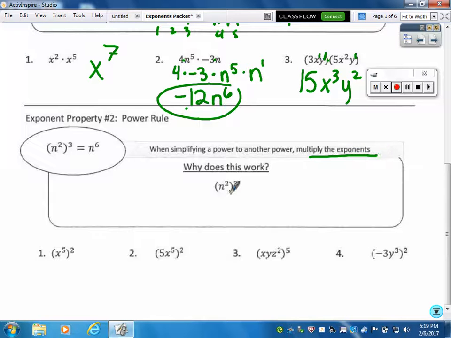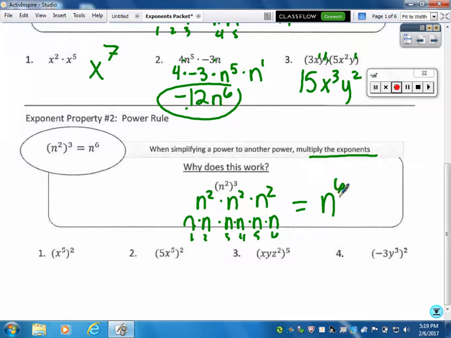If I have n squared to the 3rd, that means I have 3 n squareds. But wait, this is really just the product rule again, because that means I have 2 of them here, bring down my multiplication, 2 of them here, bring down my multiplication, and 2 of them here. So rather than saying I have 1, 2, 3, 4, 5, 6 of them after doing all that work and writing it all out, the shortcut method is when I have an exponent to another exponent, all I have to do is multiply them to get the right answer.